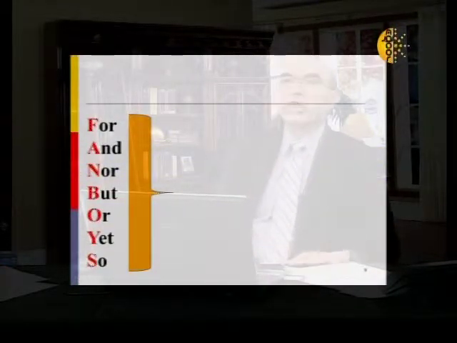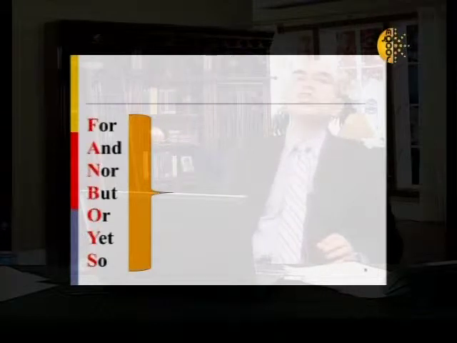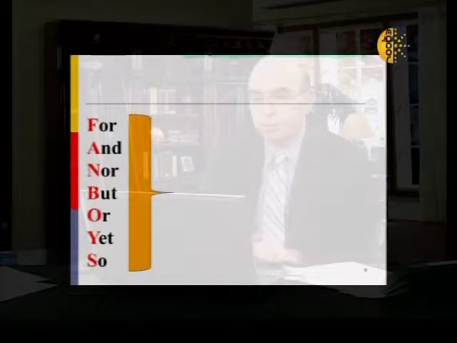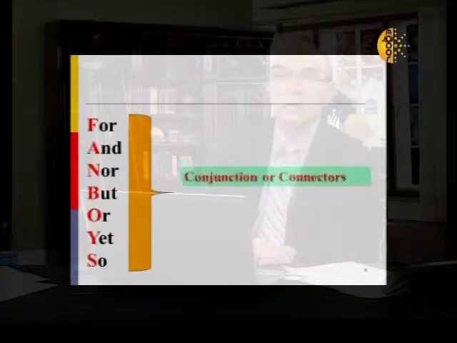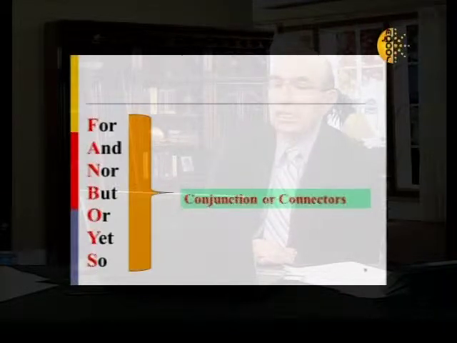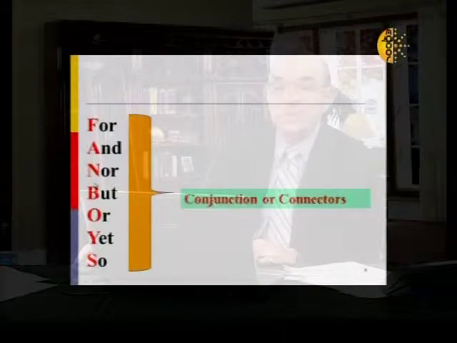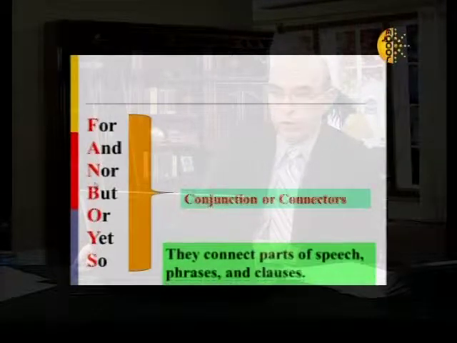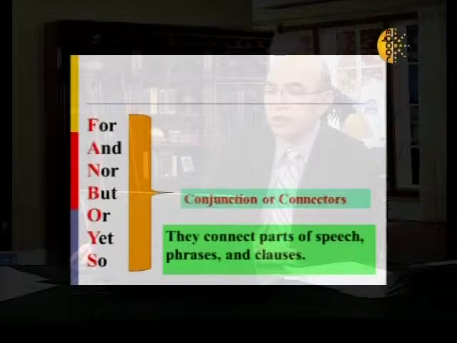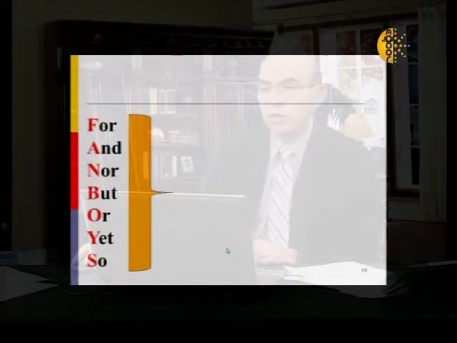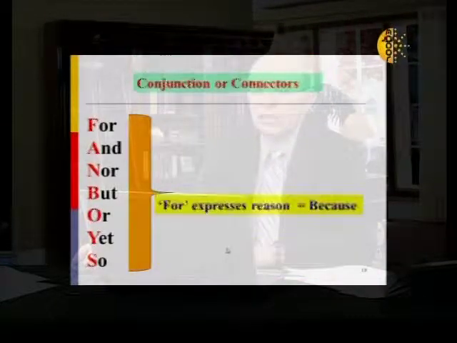This next slide, you see a list of these connectors. And these connectors, as we said before, they're called conjunctions. The way I have listed them is FANBOYS, the acronym that makes it easy to remember them. What they do is connect parts of speech or phrases and clauses. We studied this a long time ago. We also studied that these conjunctions have different meanings.